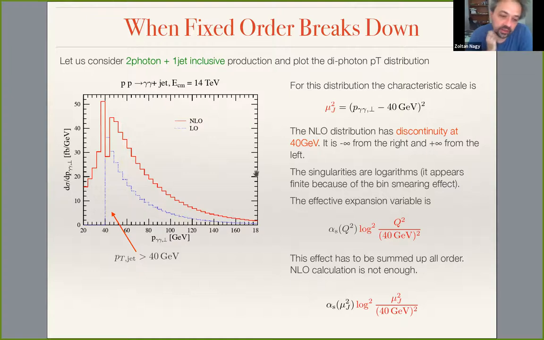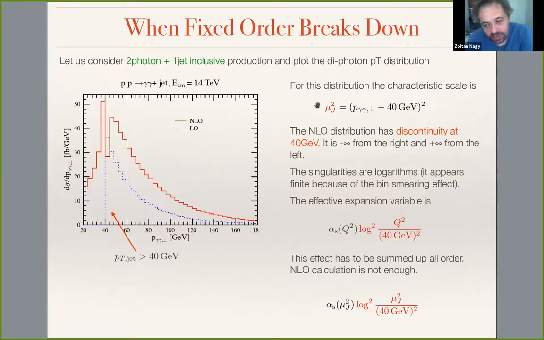For jet cross sections, if you do the next-to-leading order calculation, for example, in this example, we have the two-photon plus one-jet inclusive cross section, and we plotted the PT of the diphoton system. You can see the leading order cross section looks like this, where the PT of the jet is required to be 40 GeV. So this is the first order calculation, and the red one is the second order calculation. And actually, here at 40 GeV, the calculation basically breaks down.